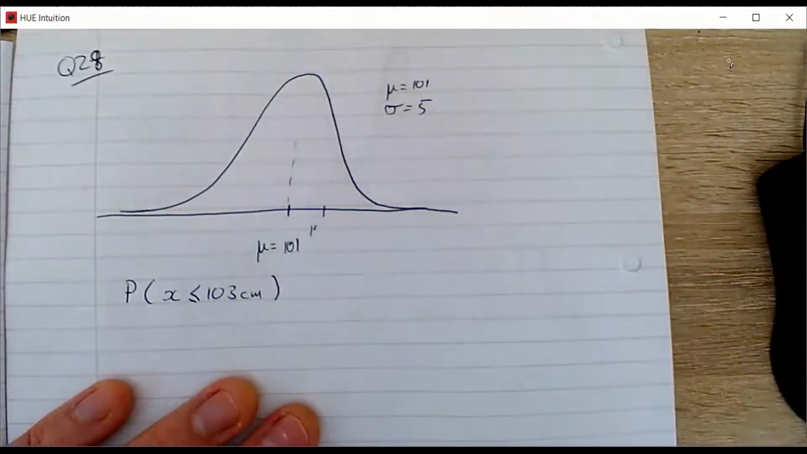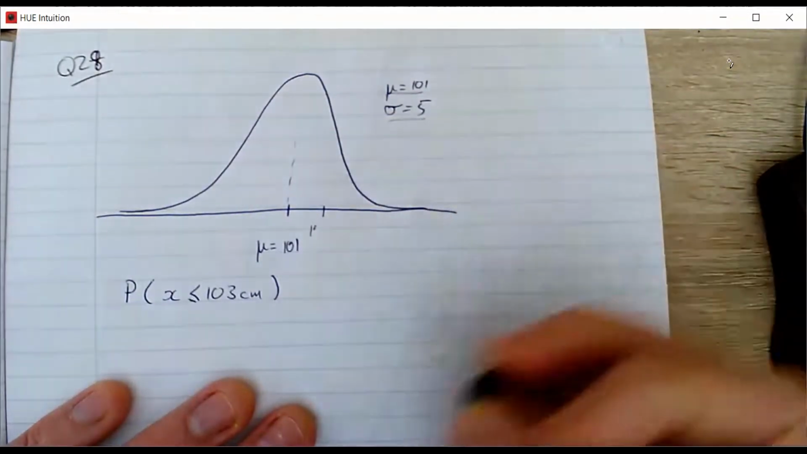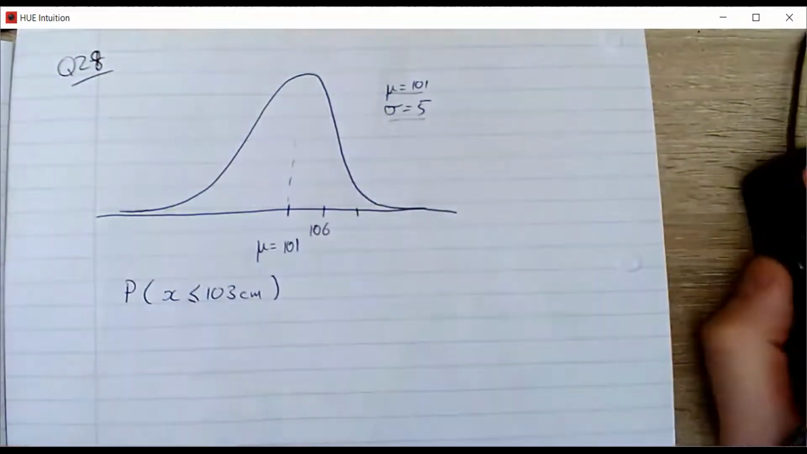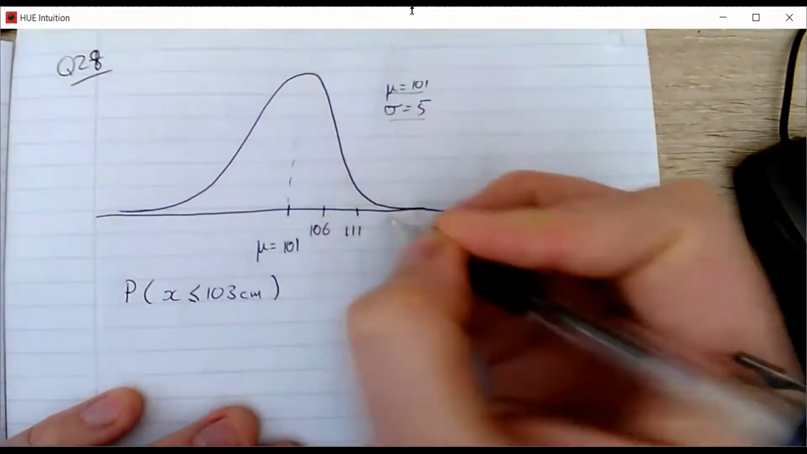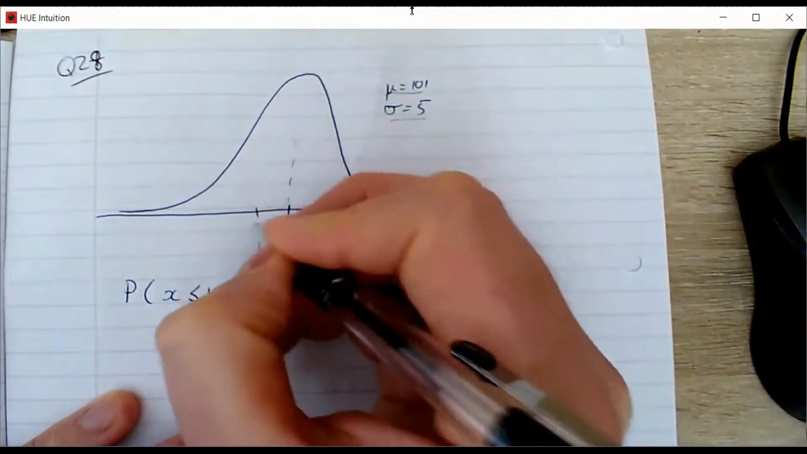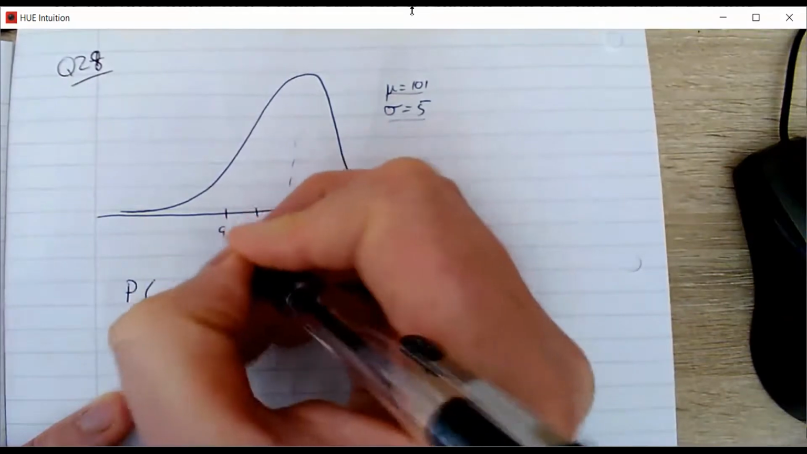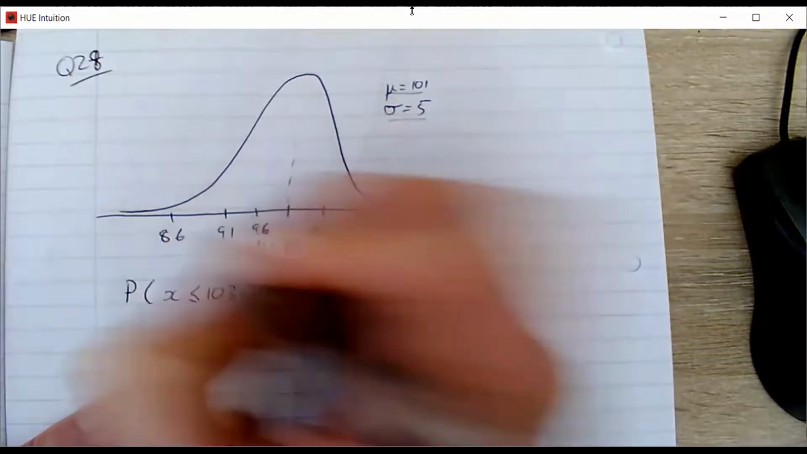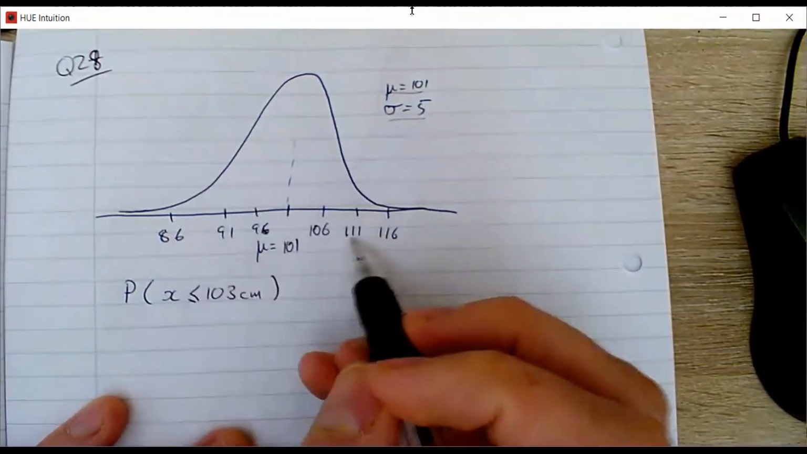Okay, so here's our normal distribution. We've got an average of 101 centimeters, standard deviation of 5. No harm in actually including one standard deviation above is 106. 2 standard deviations is 111. 3 standard deviations is 116. 1 standard deviation below is 96, I'm subtracting 5 here. 2 standard deviations below is 91, and 3 standard deviations below is 86. Okay, so you can kind of see where most of your data lies between 86 and 116.